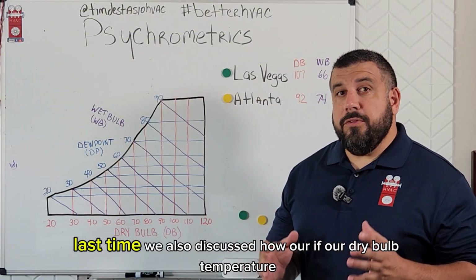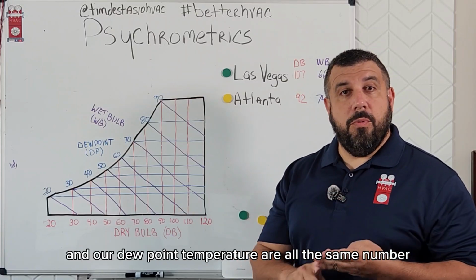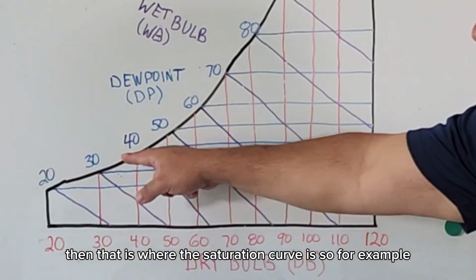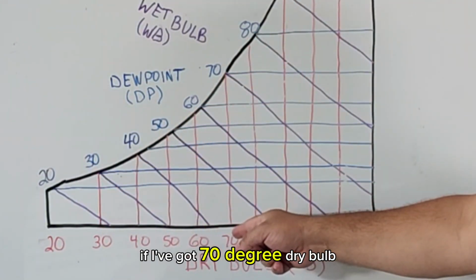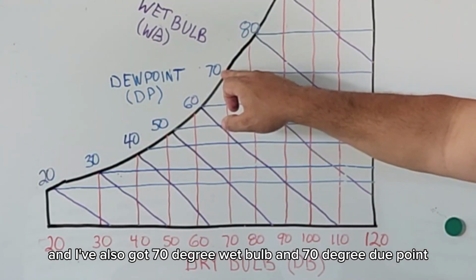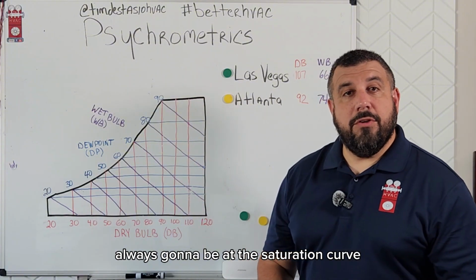Last time we also discussed how if our dry bulb temperature, our wet bulb temperature, and our dew point temperature are all the same number, then that is where the saturation curve is. So for example, if I've got 70-degree dry bulb and I've also got 70-degree wet bulb and 70-degree dew point, then that intersection of those three temperatures is always going to be at the saturation curve.